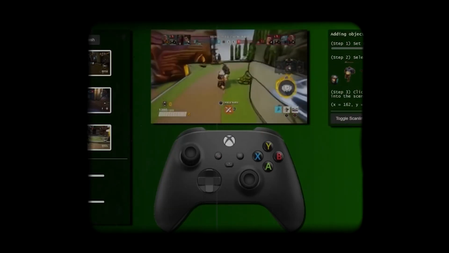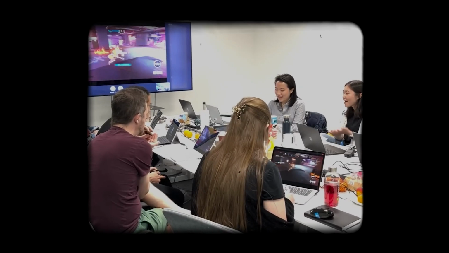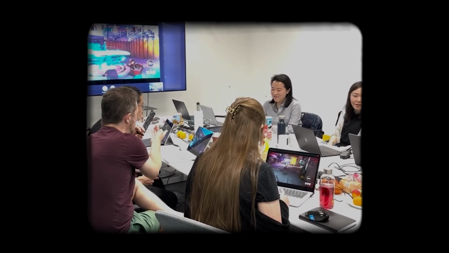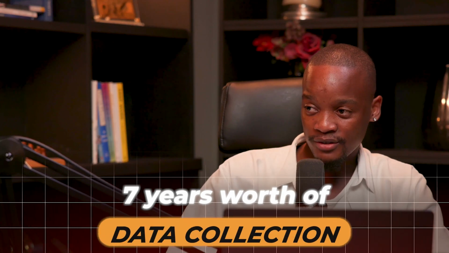So Microsoft had this game called Bleed Something. Okay. So basically they had a bunch of gamers play this 4 versus 4 multiplayer game, and this game was played online. With their consent, they used all of the data that they gathered from this gaming experiment, and they fed it to an AGI model. This was equivalent to 7 years worth of data collection.